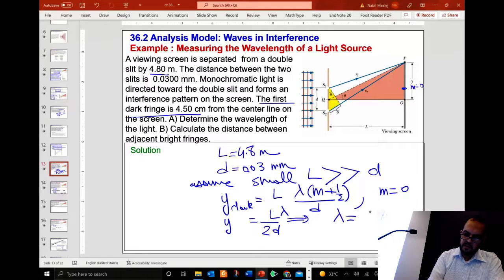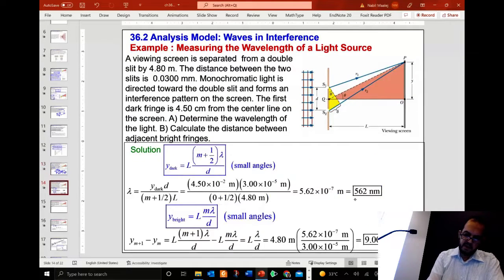So lambda is going to be Y for the first dark spot times 2D divided by the length L. And when you do that, the number you get is 562 nanometers. So we used the small angle approximation for the dark spot, and we used the fact that m is equal to 0 here for the first dark spot, and we solved for the lambda.